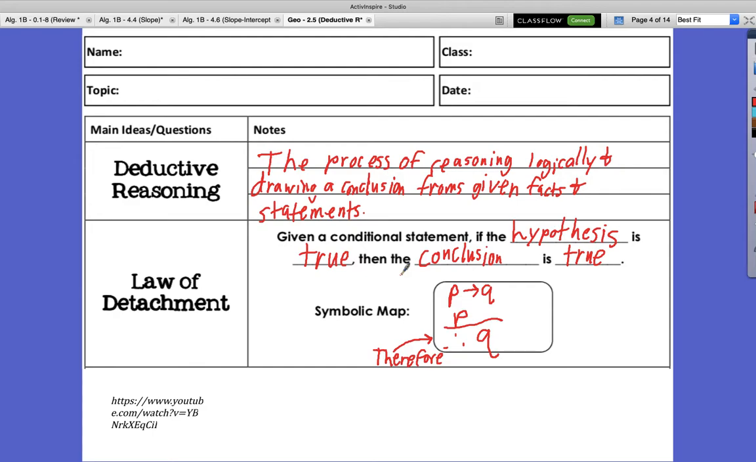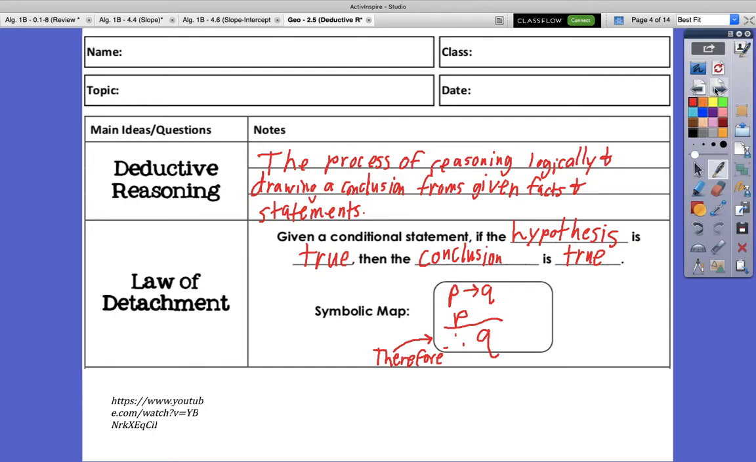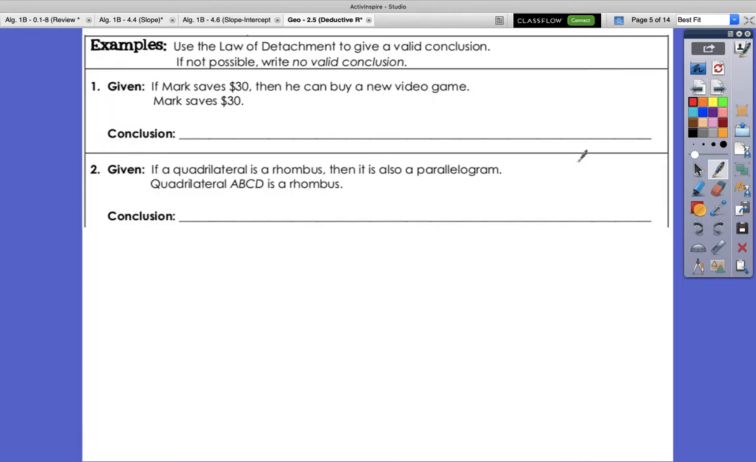Alright, so that video does a really good job of talking through what happens and explaining that just because the conclusion happens doesn't mean that the hypothesis happened, okay? That can be a common misconception. So let's use this law of detachment to give a valid conclusion.